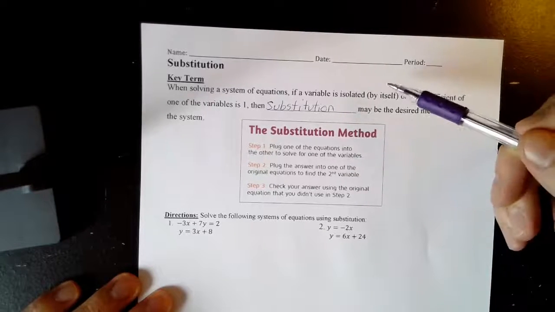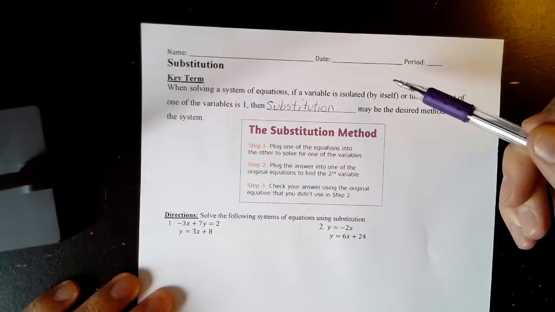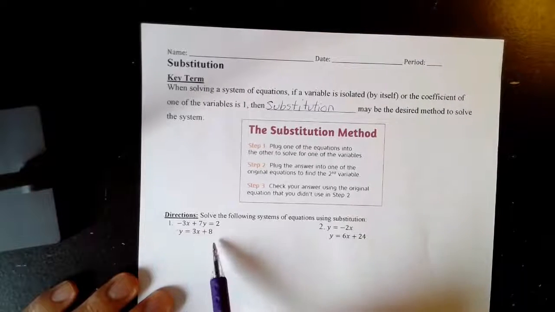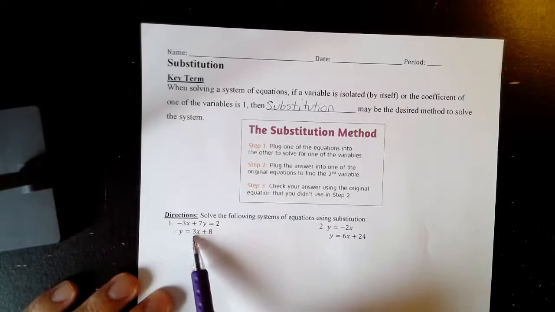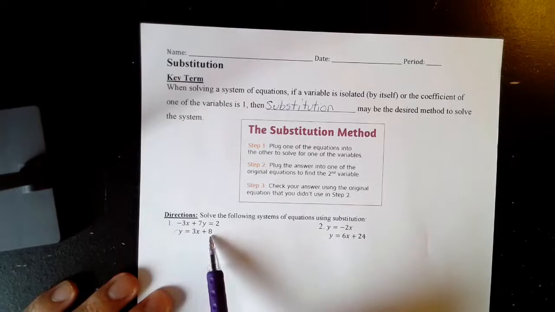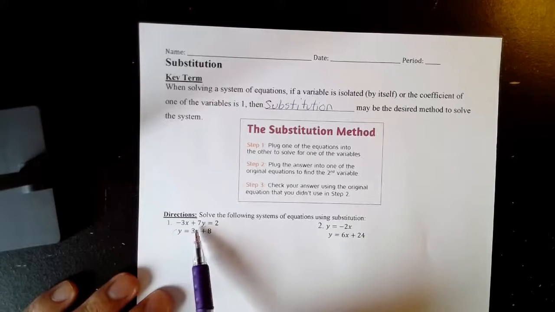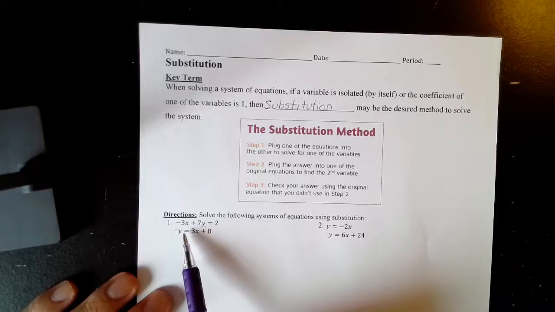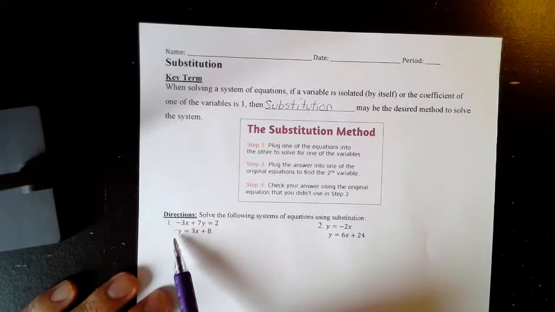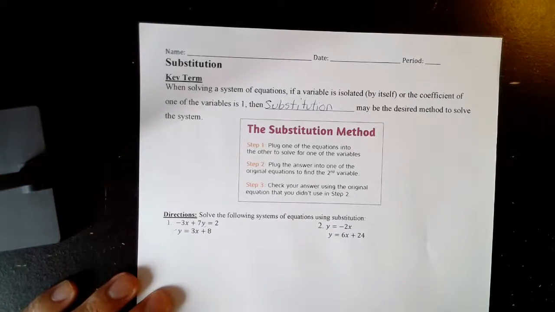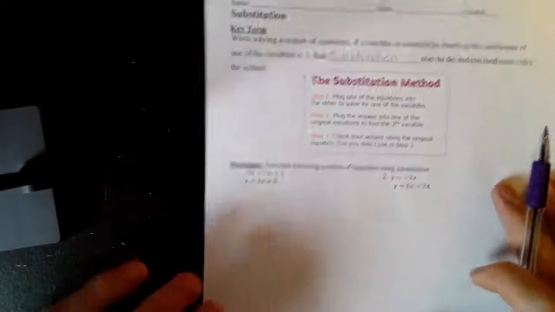The first step is, once we have an equation where a variable is isolated, like in this one right here where y is isolated, we're going to substitute this, the 3x plus 8, in for y into the other equation. Then we're going to use the distributive property to simplify and then solve for x. Once you solve for the one variable, substitute that back into either one of the original two equations to solve for the second variable. Okay, let's begin with number 1.